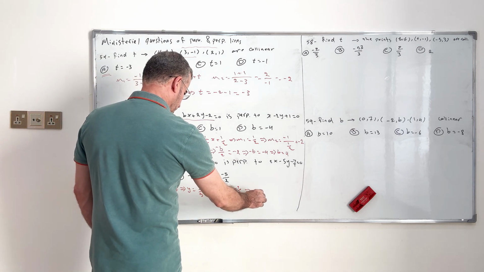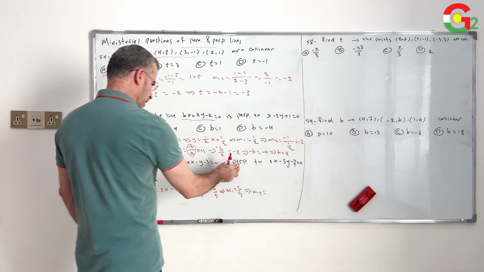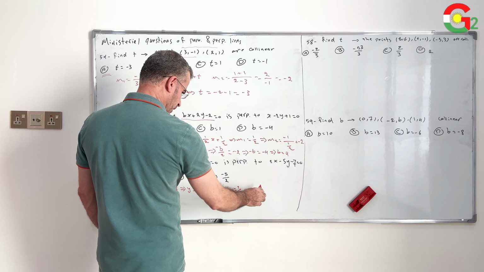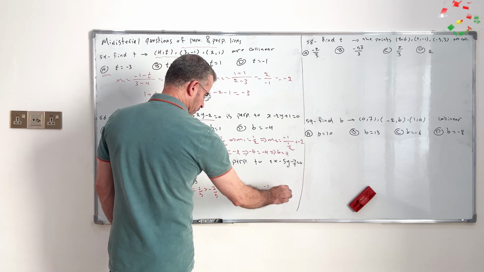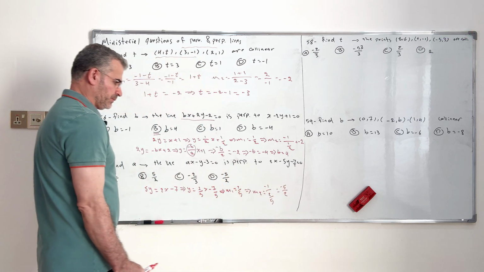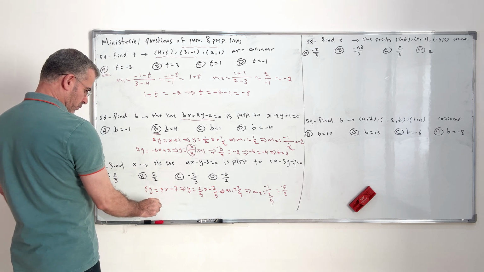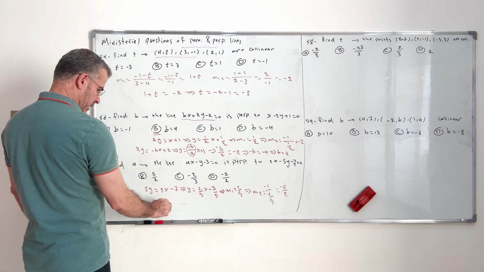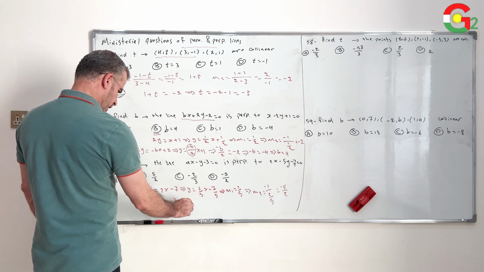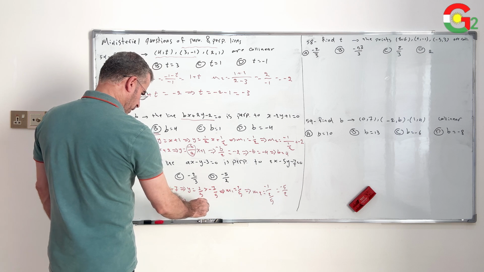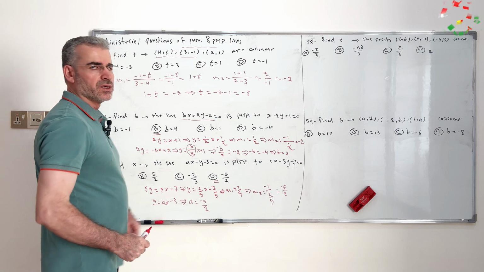Then the slope of the other line, since the two lines are perpendicular, is the negative reciprocal of this line. It's negative 1 over 2 over 5. It will be negative 5 over 2. Find the slope of this equation. y equal to ax minus 3. Then a equal to negative 5 over 2. Negative 5 over 2, it is choice D.